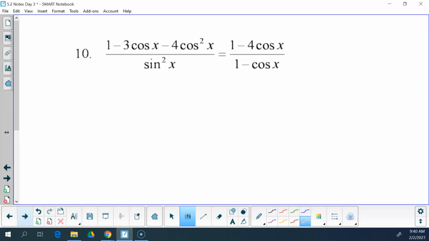Now, before I turn it over to you to do, which side do you think looks more complicated? Left? I would concur that the left is more complicated. So start working left. See if you can get it down to 1 minus 4 cosine all over 1 minus cosine.